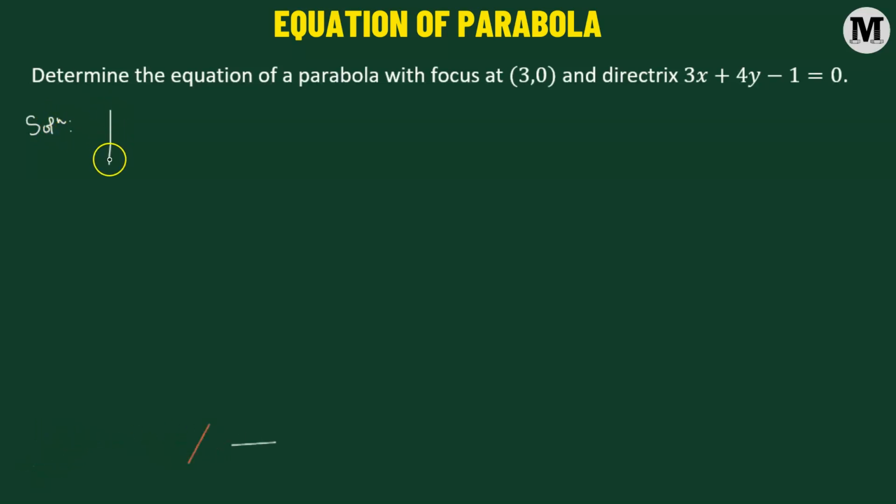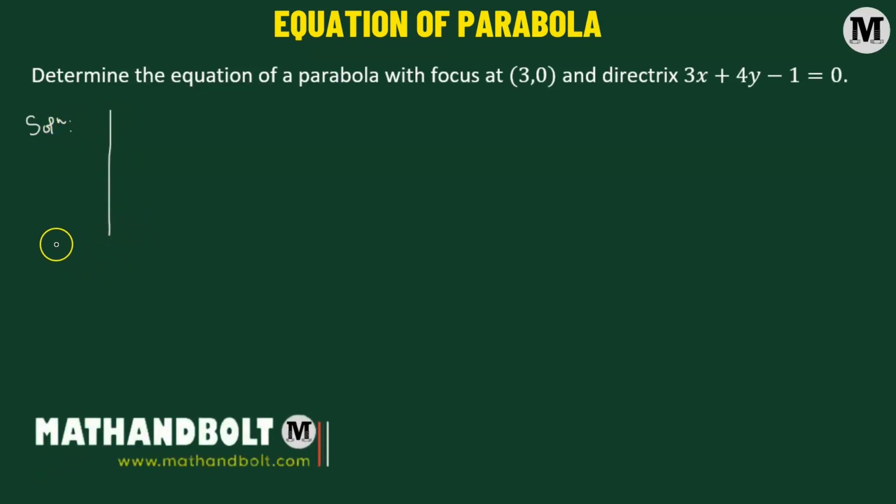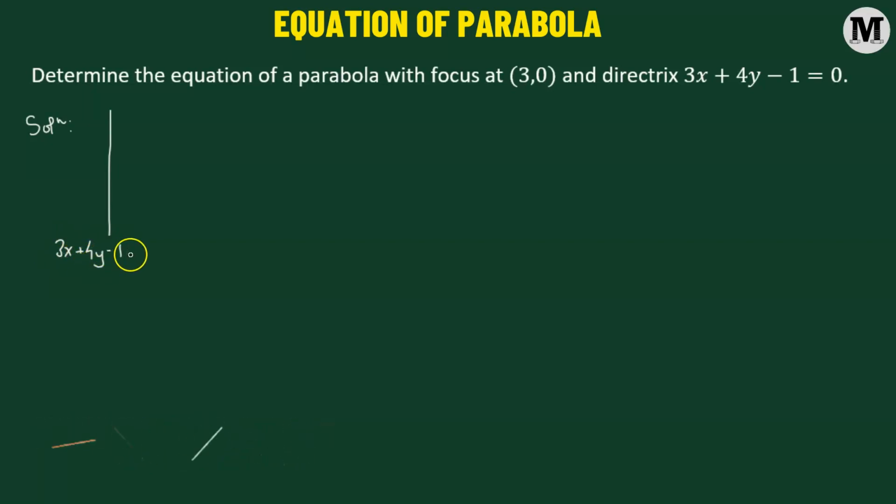So here we will consider a straight line with the equation 3x + 4y - 1 = 0. We're going to consider this to be the equation of the directrix. Now we're going to draw another line which is going to be perpendicular to this directrix line, and this line is also referred to as the axis of symmetry line. Now on this axis of symmetry line, we're going to consider a point F having the coordinates (3, 0), and it's referred to as the focus of the parabola.